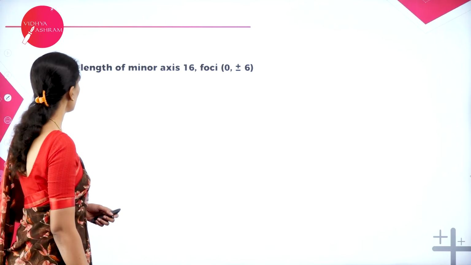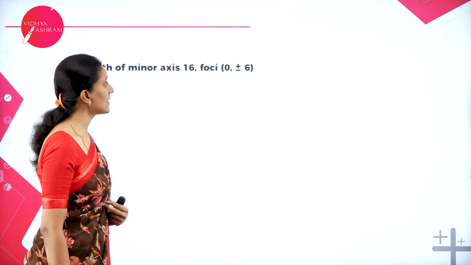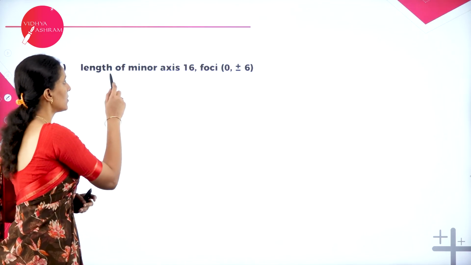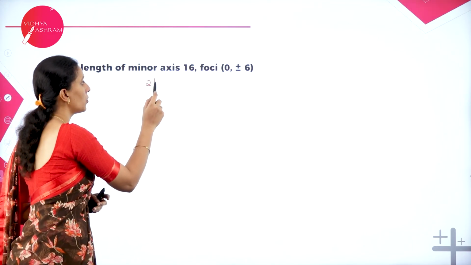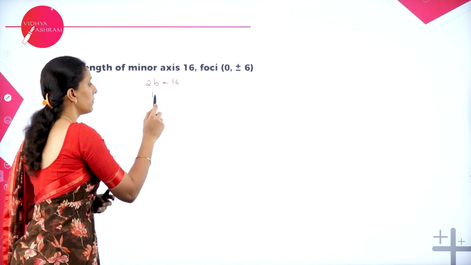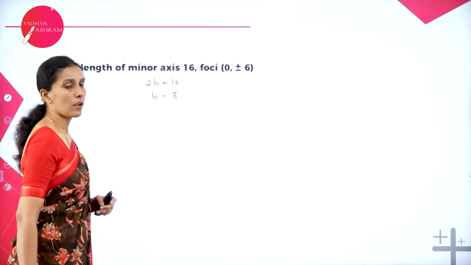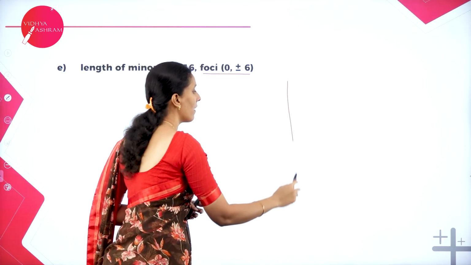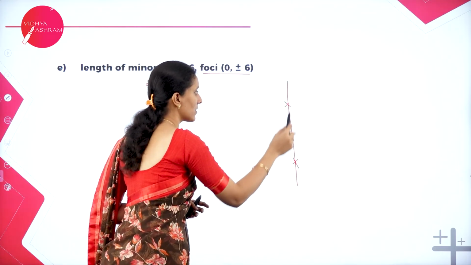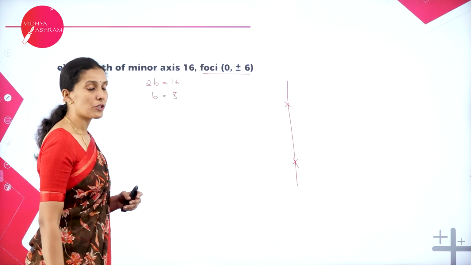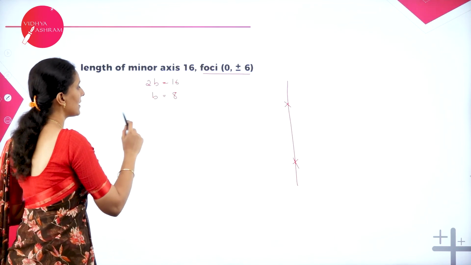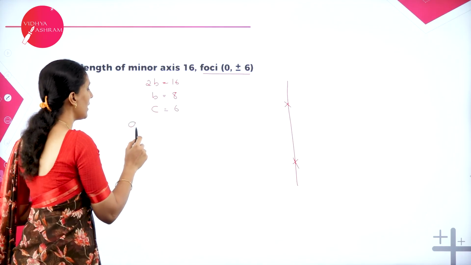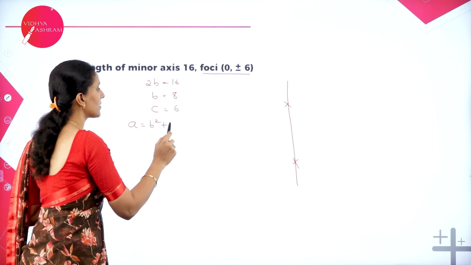Next one, length of minor axis is 16, foci is 0, plus or minus 6. So minor axis is given means 2b is equal to 16, b is equal to 8. Now look at the foci. X coordinate is 0. That means you have foci along the y-axis. So this is the standard equation of type 2. C is given as 6. We need a. A square is equal to b square plus c square.